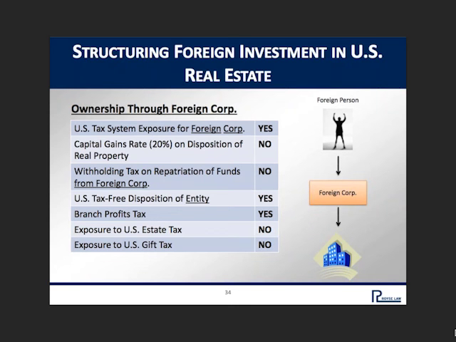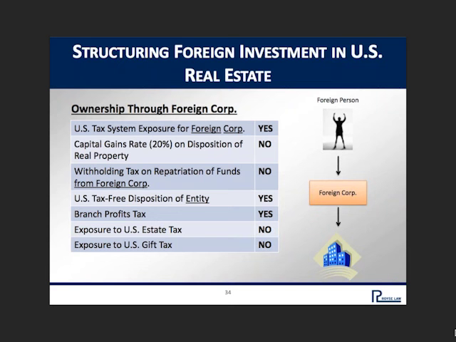Well, there is U.S. tax system exposure for the foreign corporation, not for the foreign person himself or herself. The foreign corporation cannot get the special capital gains rate on the disposition of real property. Corporations are not entitled to that. There's not going to be withholding tax on repatriation of funds from the foreign corporation to the foreign person. As you might remember from those branch profit slides, that's just outside of the U.S. tax system.